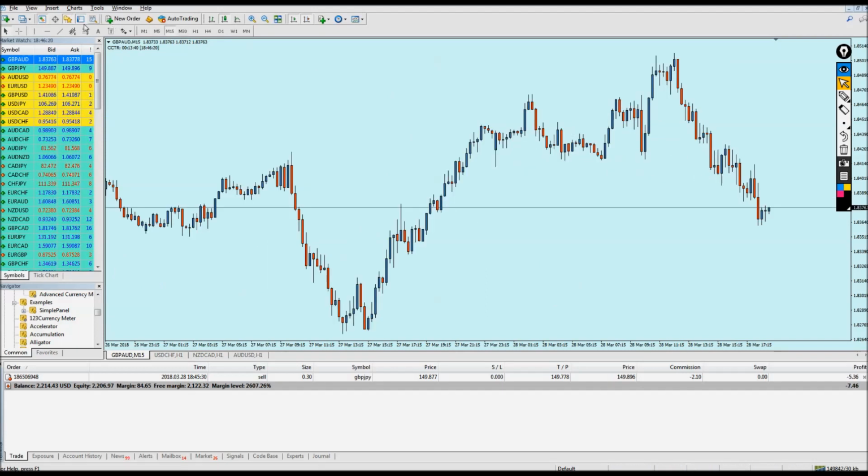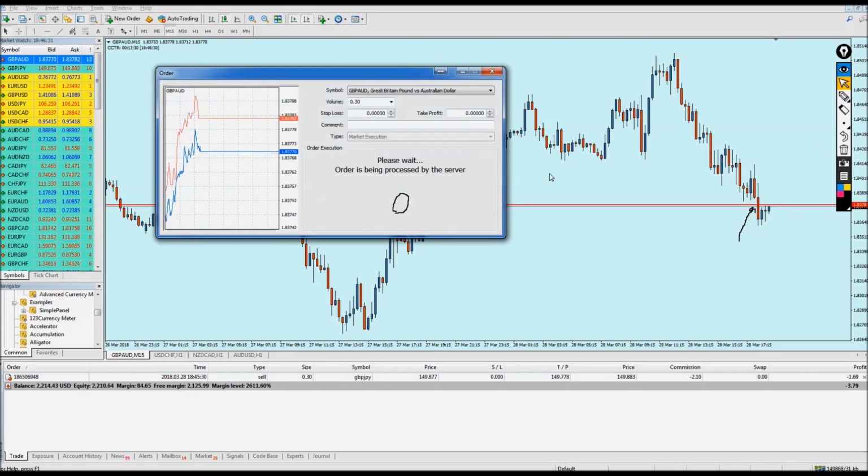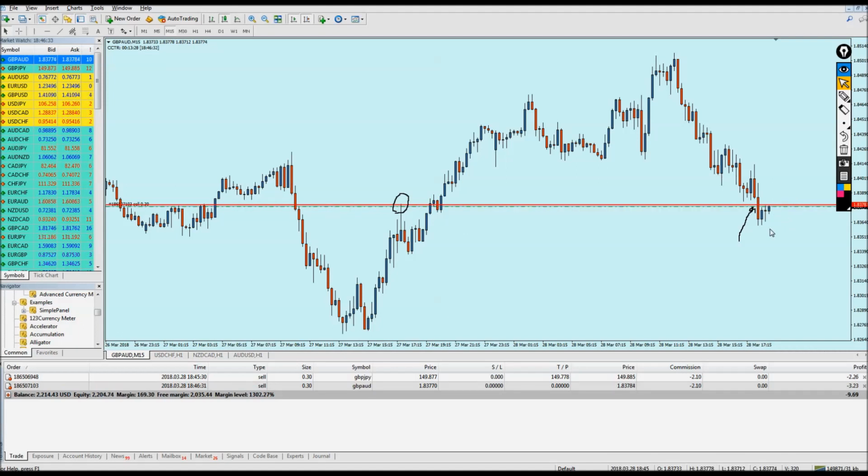Look at this, guys. This is a nice one. We have here this resistance with the long wick, and we can see the breakout candle, the bearish breakout candle. And right now I'm going to place my sell order because this is the right time. I will be in profit immediately. Check it out.